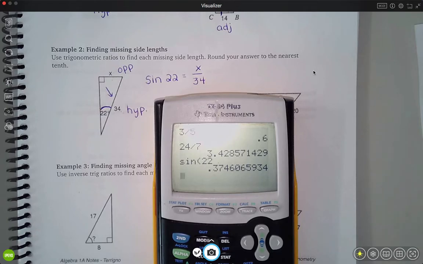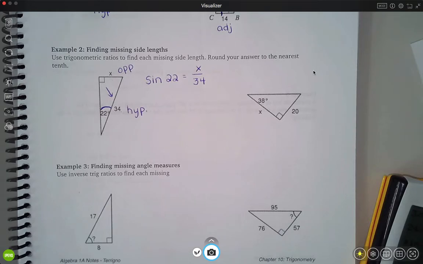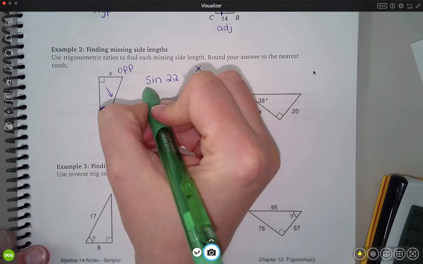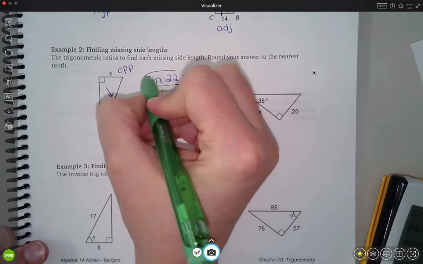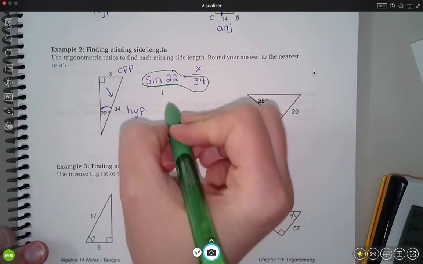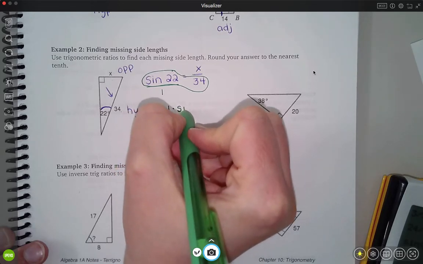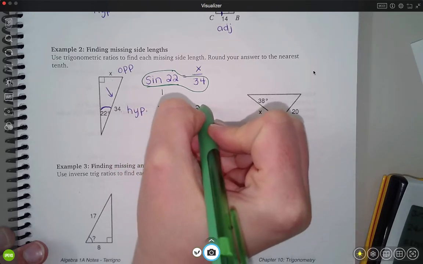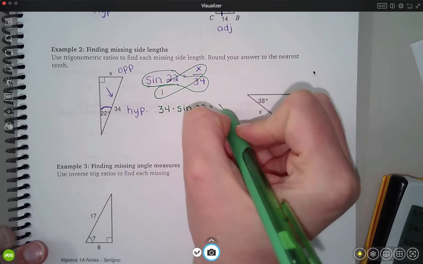But I'm not going to write that decimal down right now. I'm going to do some math first. I think every teacher approaches this step a little differently, so if you have learned a different way and you're happy with that, that's fine. But I always think of this as a proportion. I always put this over 1, and then I cross multiply. So I end up with 34 times sine of 22 equals, and then this would just be x times 1, which is just x.